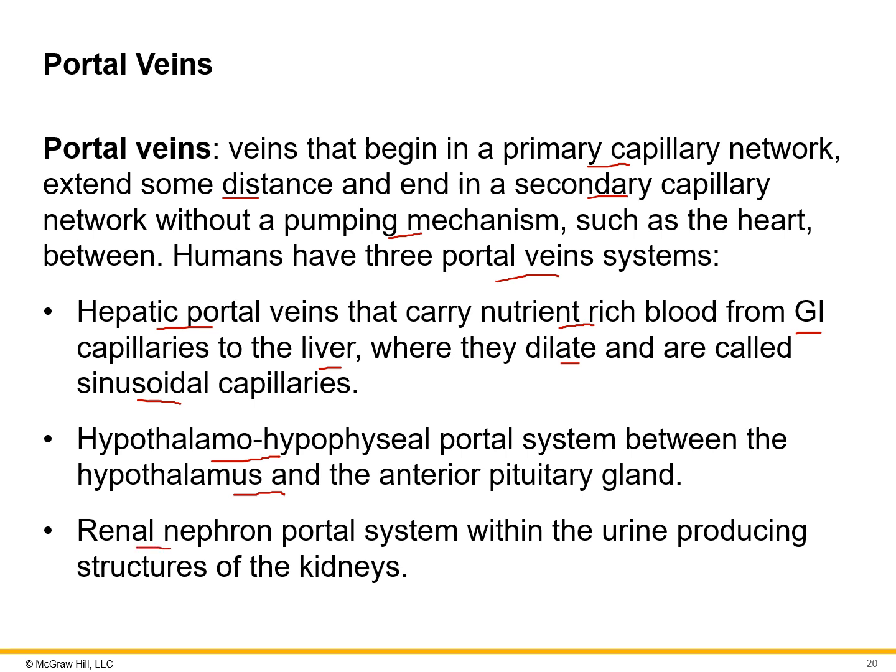And then finally, the renal nephron portal. This is within the urine-producing structures of the kidneys, where again we're getting exchange from one capillary network to the next.